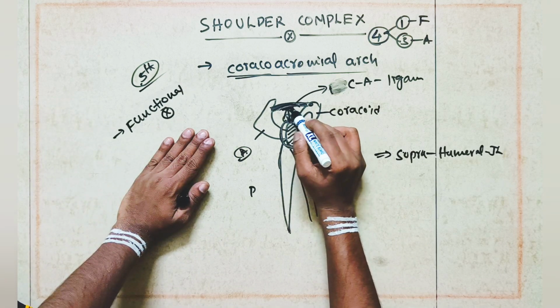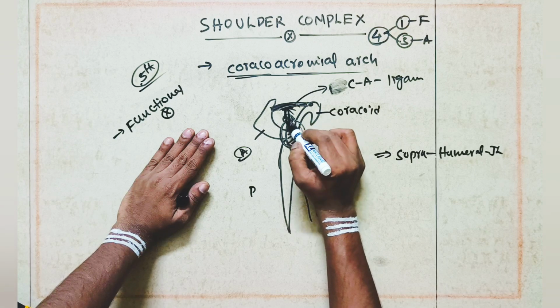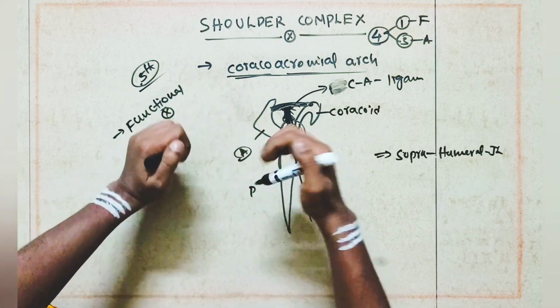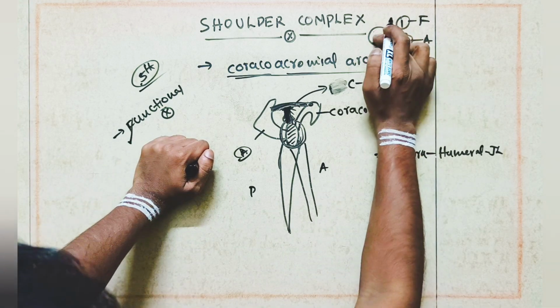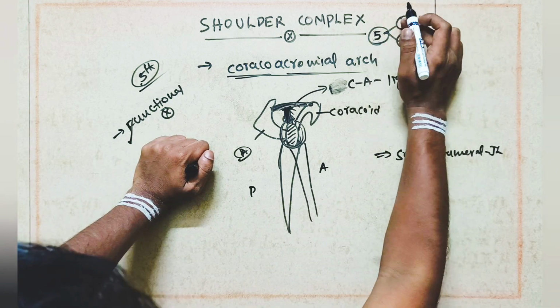Otherwise the coracoacromial arch will be placed here, but there is no articulation, no connection between these two structures. That's why this is also a functional joint. So here the total is 5 joints, and of these, 2 are functional joints.